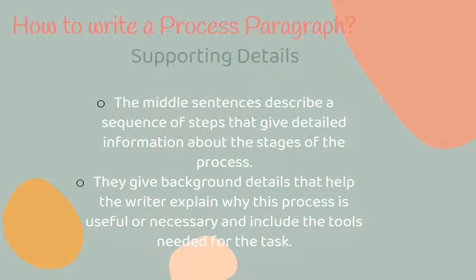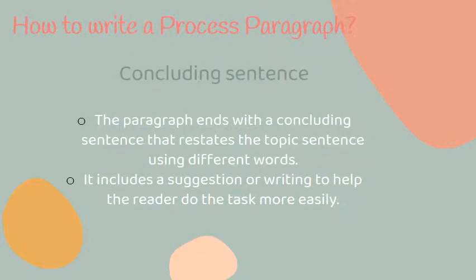So also in the details I mention why this process is important or useful, and if we have tools we must use while performing this process, we also have to mention these tools in the details. Now last I have to write the concluding sentence. The paragraph ends with a concluding sentence that restates the topic sentence using different words.